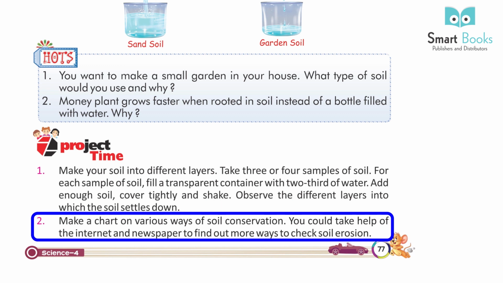Observe the different layers into which the soil settles down. 2. Make a chart on various ways of soil conservation. You could take help of the internet and newspaper to find out more ways to check soil erosion.